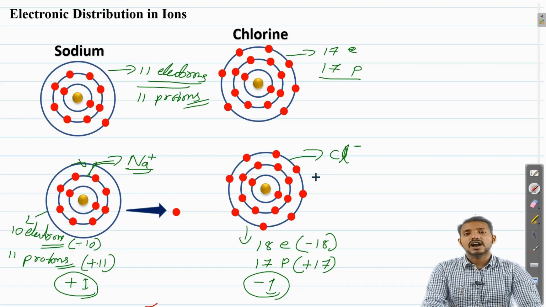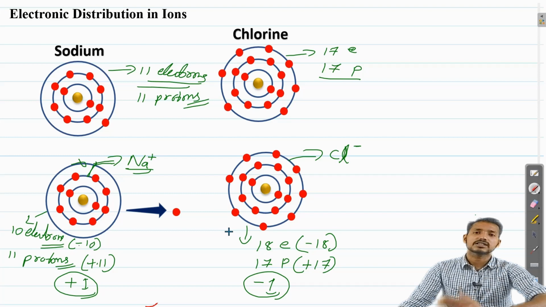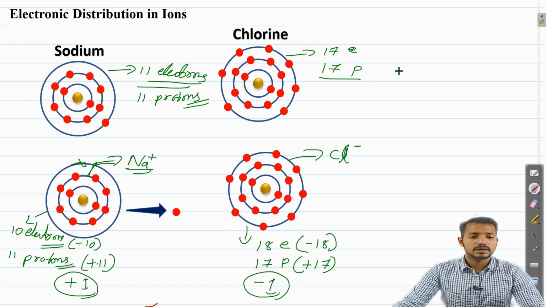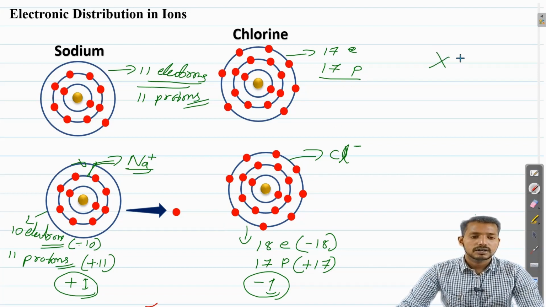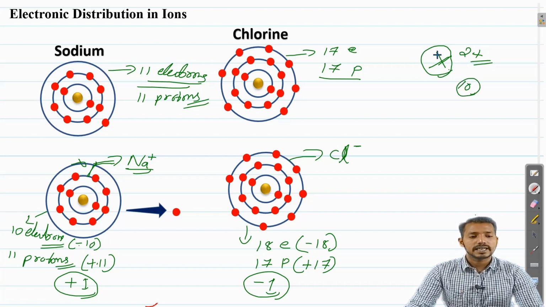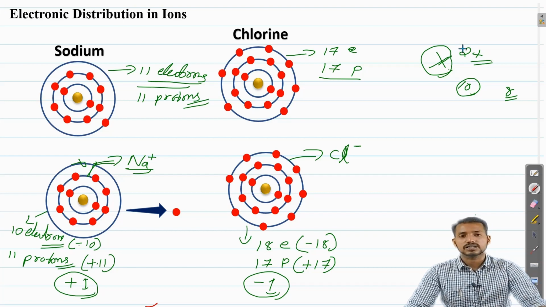So this is the way we can write the electronic configuration or distribution of these ions. If a charge is given, then we go according to the charge. Suppose an element X has a 2 plus charge. Suppose in the neutral X atom, 10 electrons are there. Then in the X 2 plus ion only 8 electrons will be there, because 2 electrons are lost by this atom and it acquires 2 positive charge.